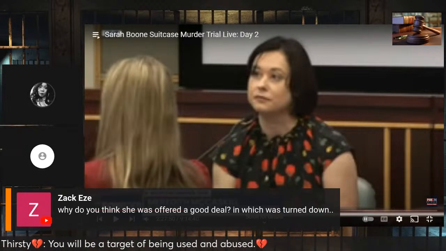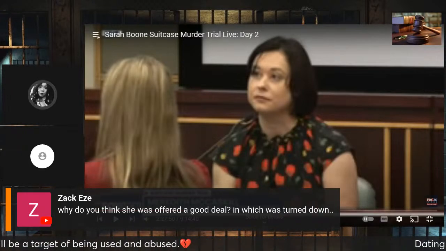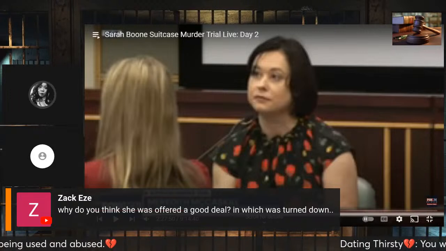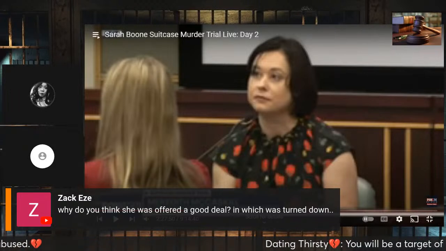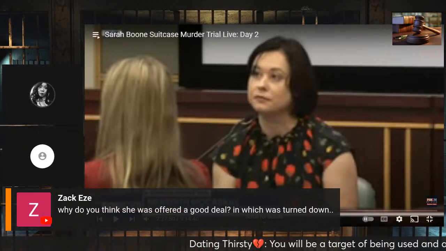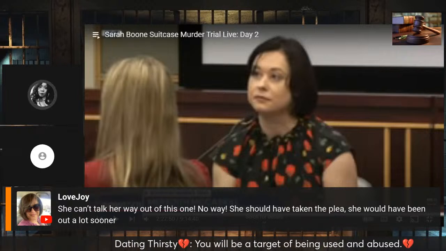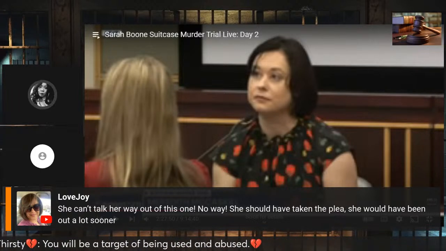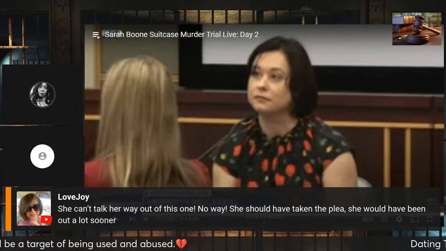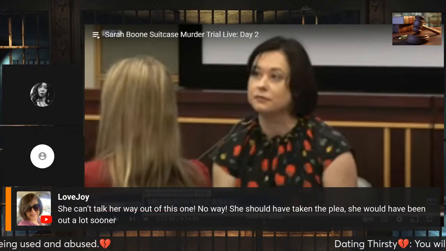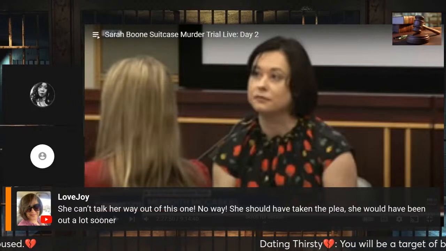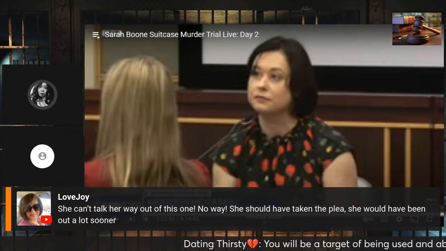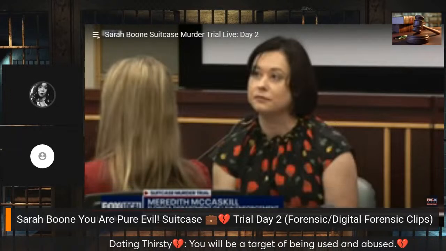Okay, and what Zach says here: why do you think that she was offered a good deal which she would turn down? I don't understand. I don't get it either. Okay, what else did Lovejoy say? She can't talk her way out of this one. No way. She should have taken the plea. She would have been out a lot sooner. Exactly. Idiot. All right, let's get back to it, ladies and gentlemen.